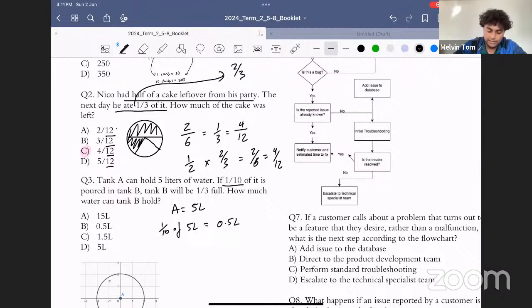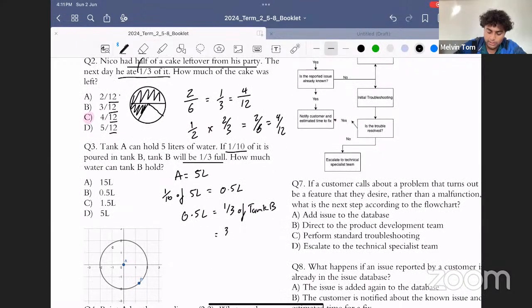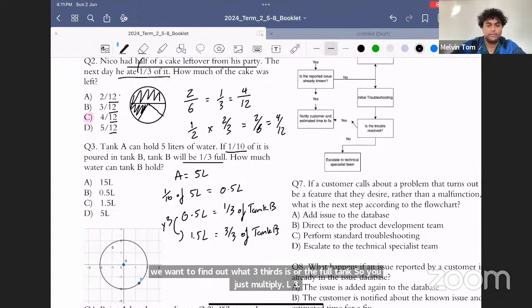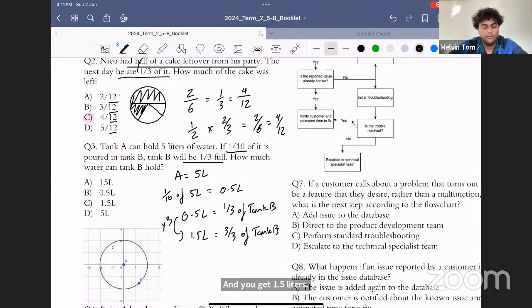So if 1/10 is poured into tank B, it will be 1/3 full. So that means that 0.5 liters is the same as 1/3 of tank B. And we want to find out what 3/3 is, or the full tank. So you just multiply by 3 and you get 1.5 liters, right? Another fairly easy question. You guys can take some notes.